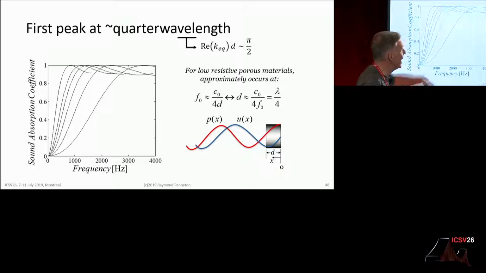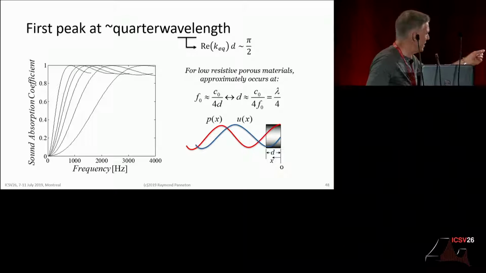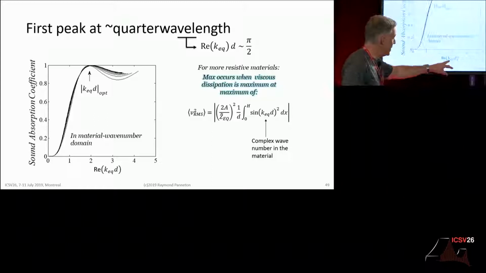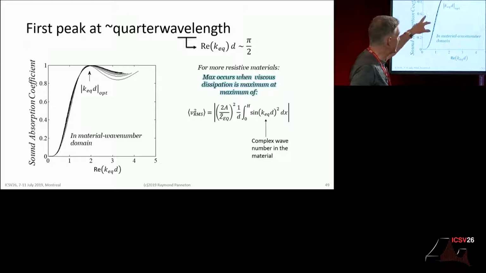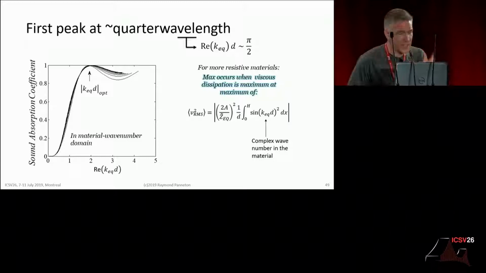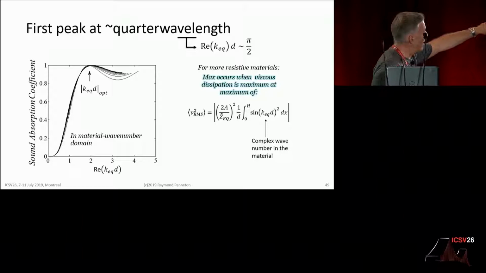And if we normalize the x-axis, not in terms of frequency, but in terms of a dimensionless parameter given by the complex wave number times the thickness, then you see that all these curves presented on the previous slide seem to be the same curve. The peaks always appear at the same value. And for low resistivity material, it happens around kD equal to pi over two.